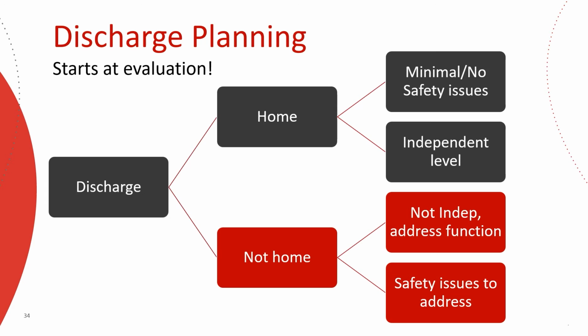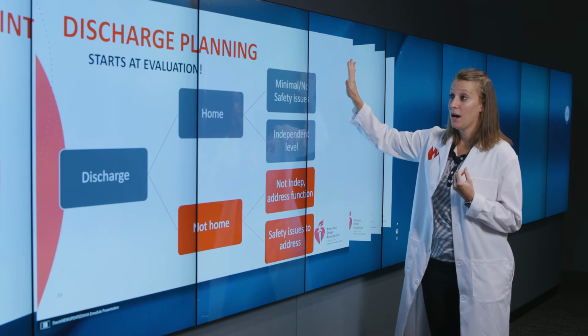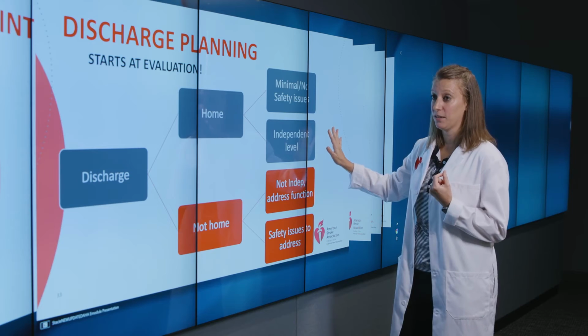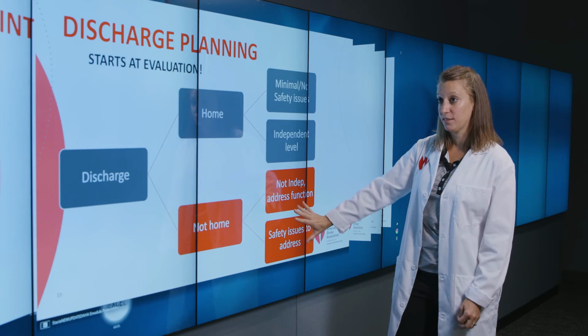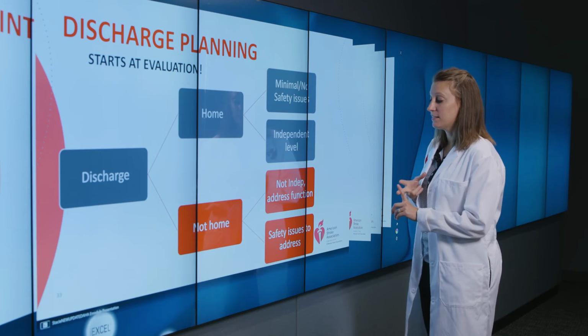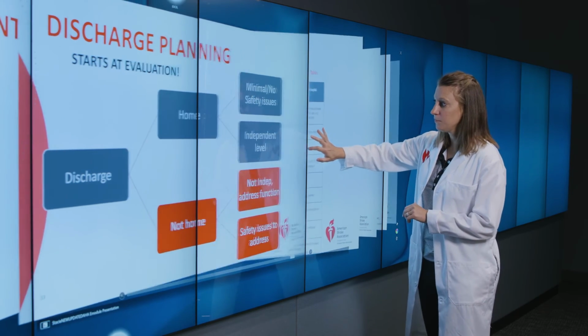And so there's really two options. They can go home or they can go not home, right? If we want them to go home, they need to be demonstrating no safety issues pretty much, and they need to be at an independent level with their mobility. If they're not independent or they're not safe, then they probably shouldn't go home. So we need to be looking at the laundry list of other places that they can go and also using that to direct our interventions. Is it safety we need to be looking at, or is it their functional mobility?